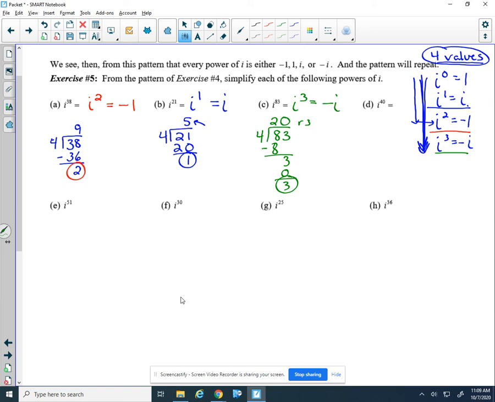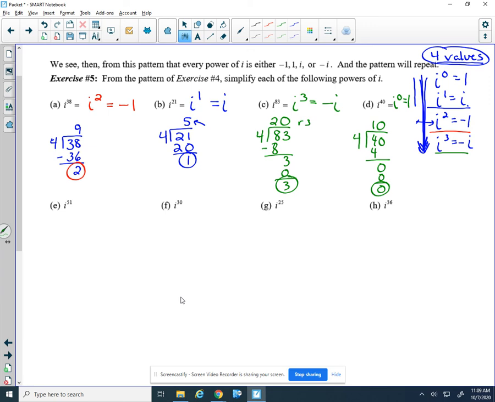Okay, now I'm going to talk through the next one. I know that 40 is a multiple of 4, so I know my remainder is going to be 0. So I could just write that this is i to the 0, which is 1. But if I want to go through that process and always show the division, 4 goes into 4 once, 4 goes into 0 0 times, and my remainder is 0. So I'm on i to the 0, which is 1.